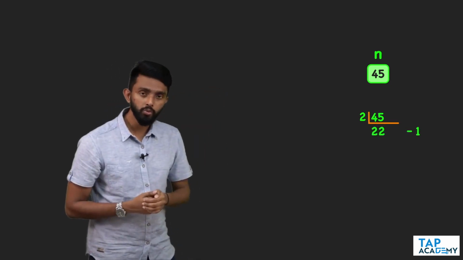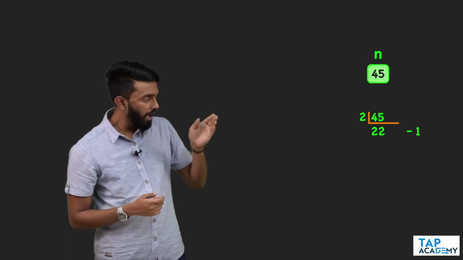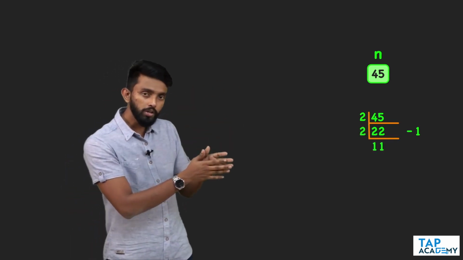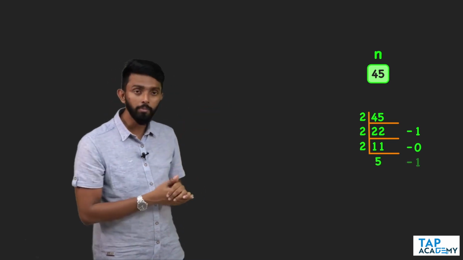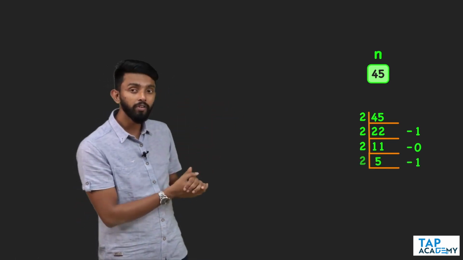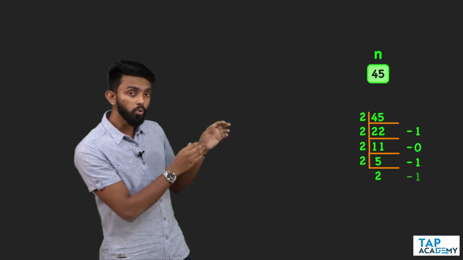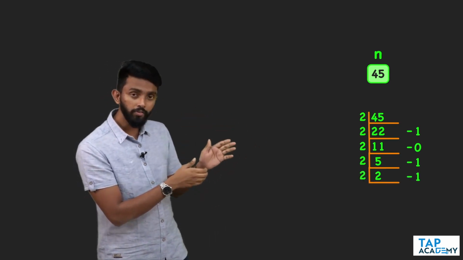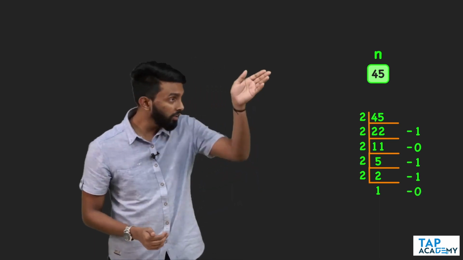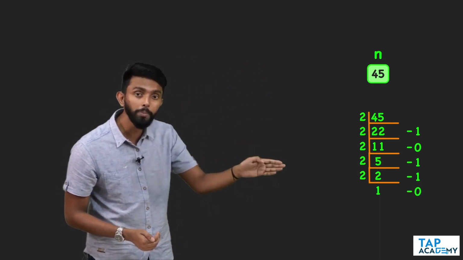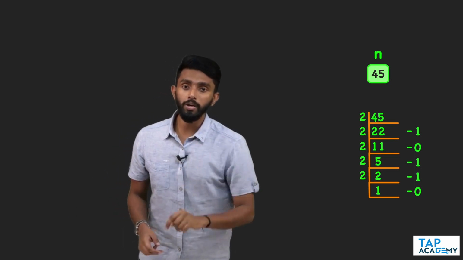I'll take 45, I'll divide it by 2. If I divide it by 2, the quotient happens to be 22 and the remainder of the division is 1, which I will write next to it like that. Again, if I divide it by 2, quotient is 11, remainder is 0. Again, if I divide it by 2, quotient is 5, remainder is 1. Again, if I divide it, quotient is 2, remainder is 1. Again, if I divide it, quotient is 1, remainder becomes 0. Or in other words, I've divided 45 so many times by 2 that ultimately it has become 1.